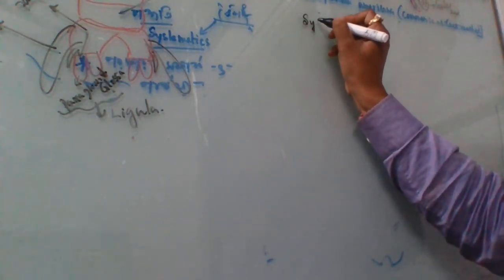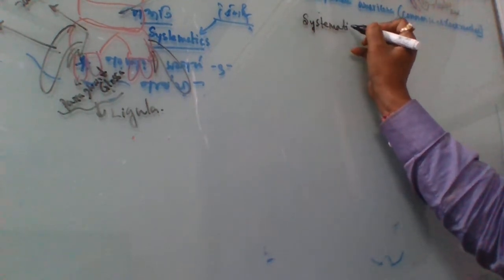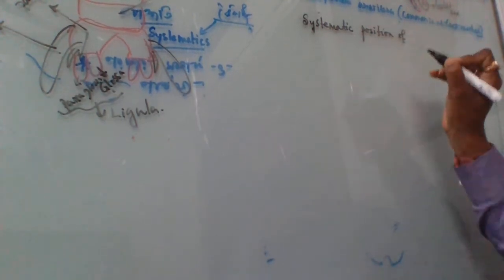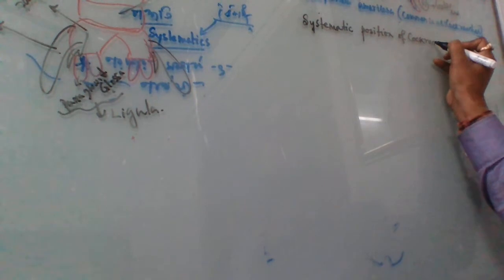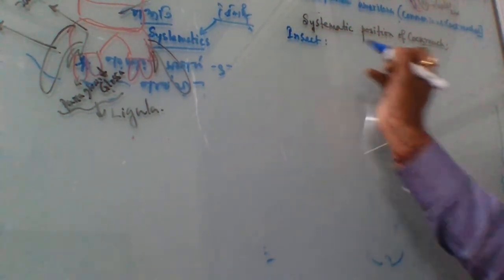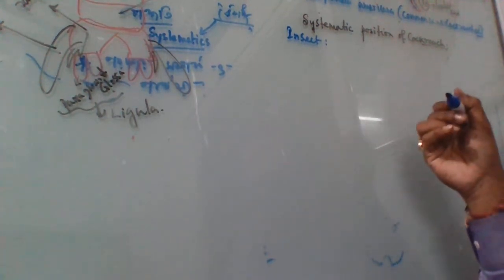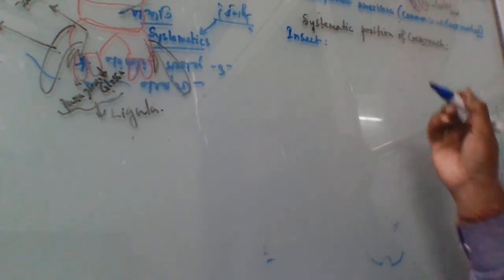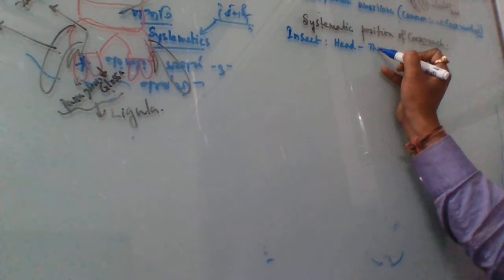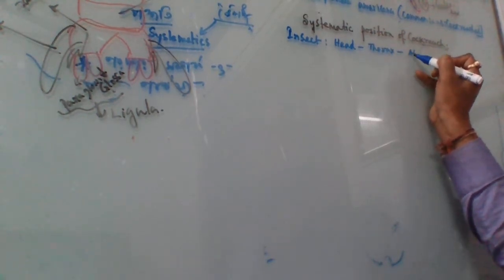Systematic position of cockroach. So this cockroach is an insect under the phylum Arthropoda, subphylum Mandibulata. Insect means it has three distinct regions: head, thorax and abdomen.